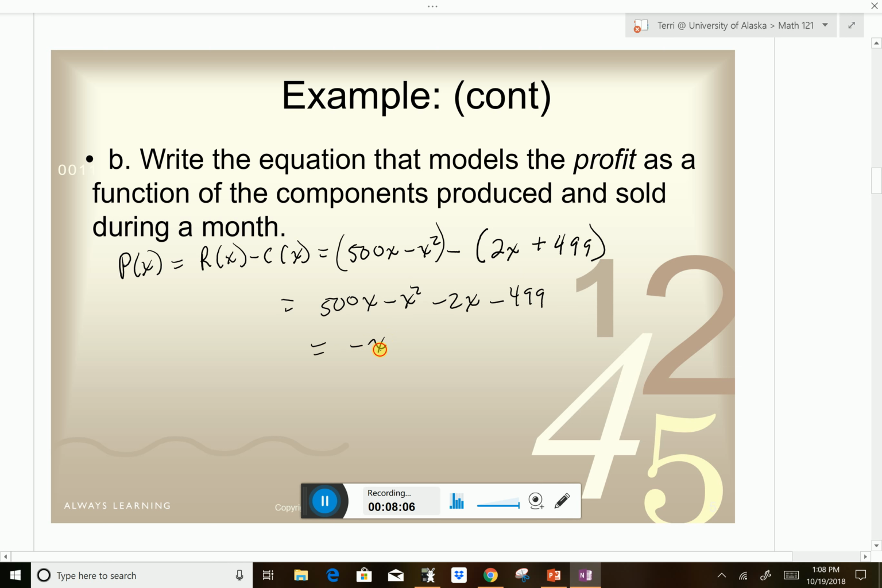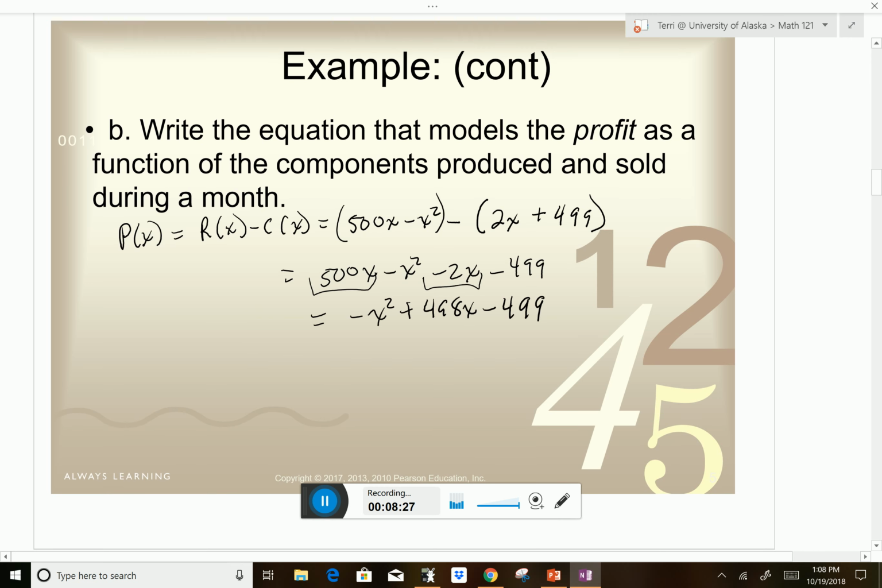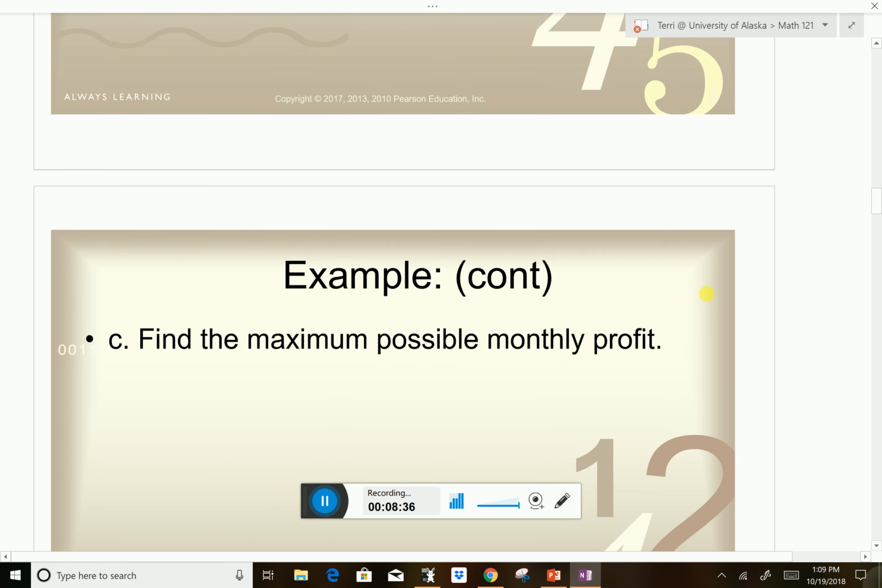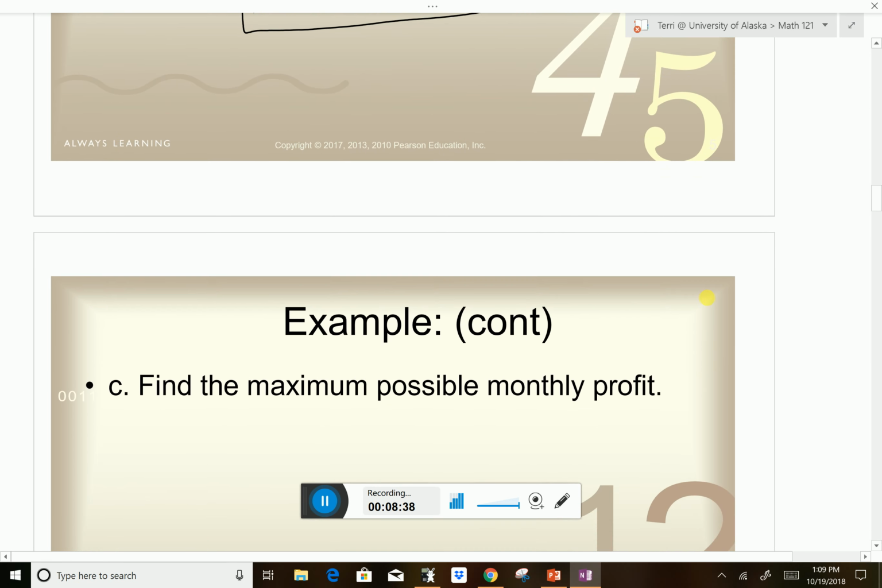So it looks like I have negative x squared, and 500 minus 2, which is 498x, minus 499. It's because I have 500x minus 2x. So this is what I have. This is my profit function, capital P of x. I know, we like to do weird things in math. Sometimes we have capital P's and little p's. And so let's find the maximum possible monthly profit.